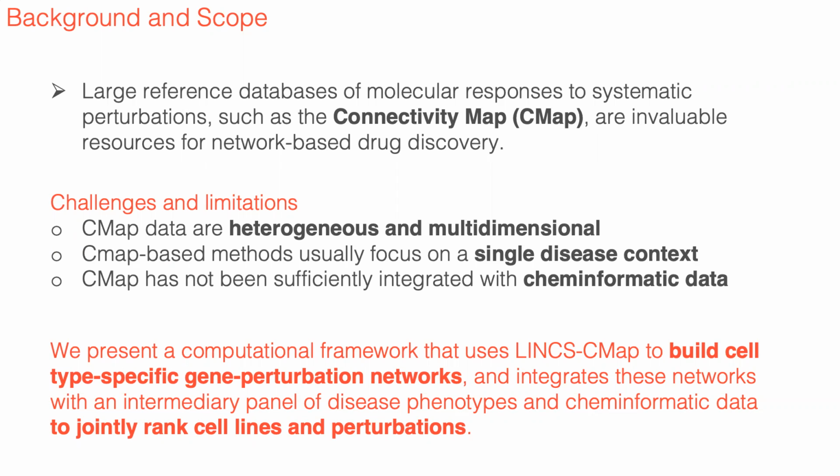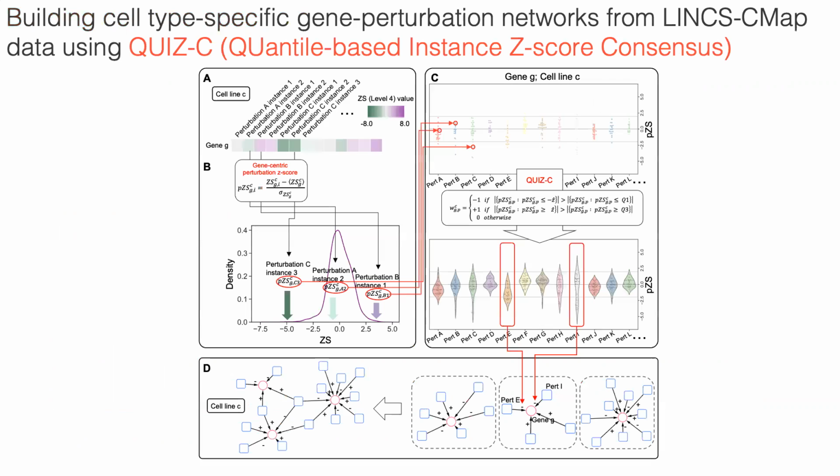Here we present a computational framework that uses L1000 CMap to build cell type specific gene perturbation networks and integrates these networks with an intermediary panel of disease phenotypes and cheminformatic data to jointly rank cell lines and perturbations. To address the first challenge, we introduced the quantile-based instance z-score consensus method, or QuIZ-C.